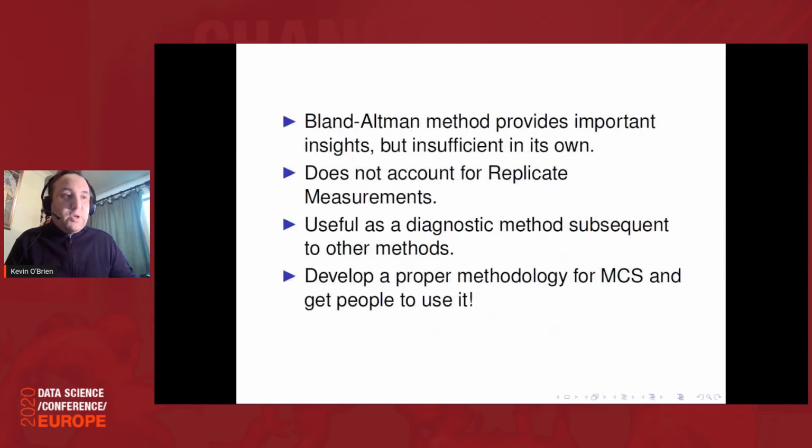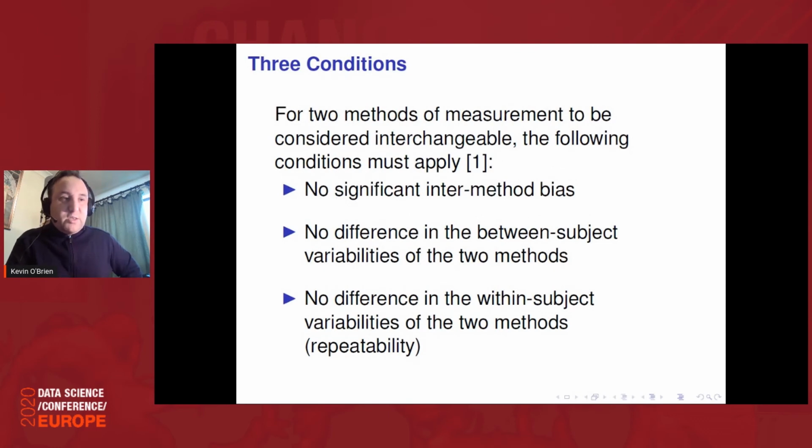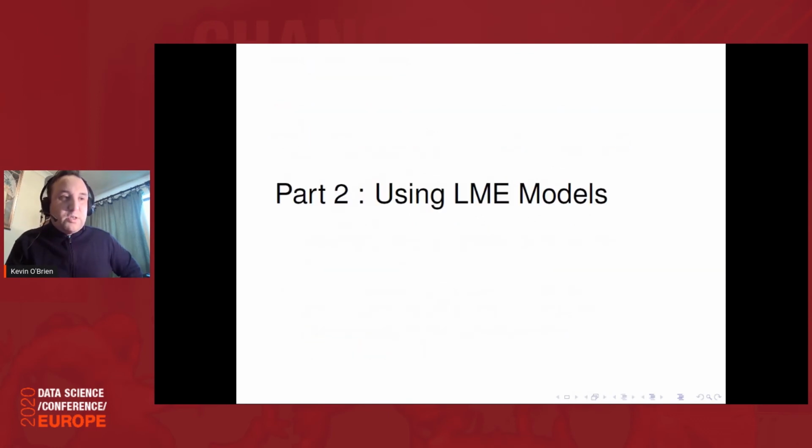So anyway, I'm just going to remark that the Bland-Altman method, which is the main plot, provides important insights, but is insufficient on its own. And it does not properly account for replicate measurements. Essentially, what you have to do is treat replicate measurements as if they were single measurements. So the idea is to develop a proper methodology for method comparison studies, MCS, and get people to use it. Okay, so that's a quick recap of the three conditions, but I'm going to skip past this to linear mixed effects models.